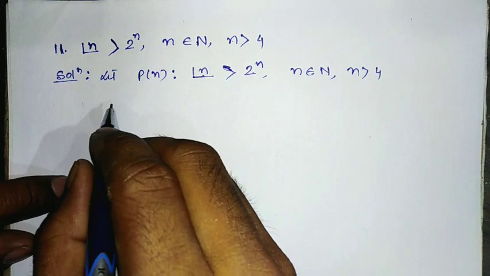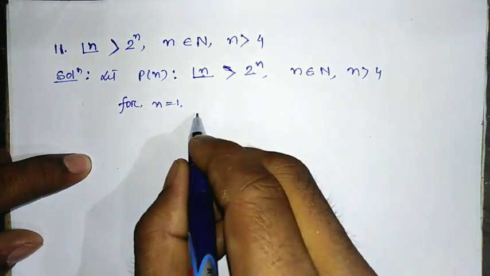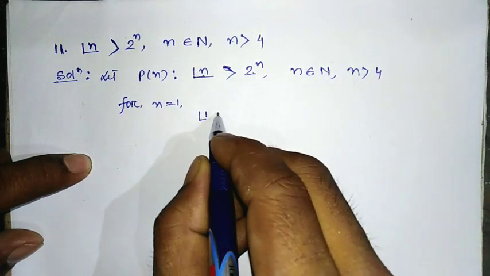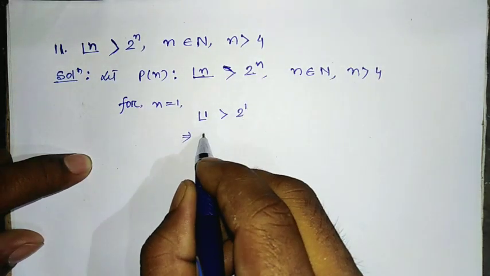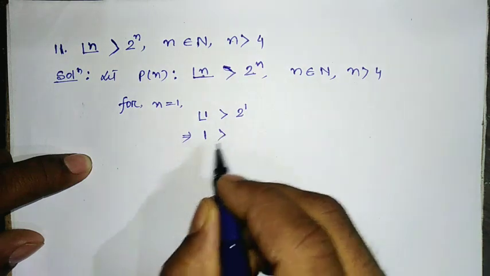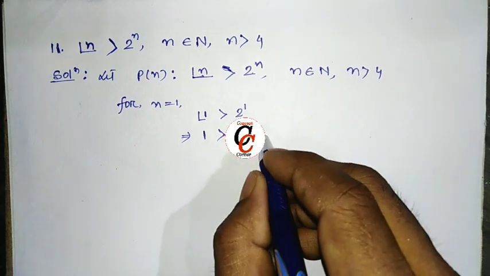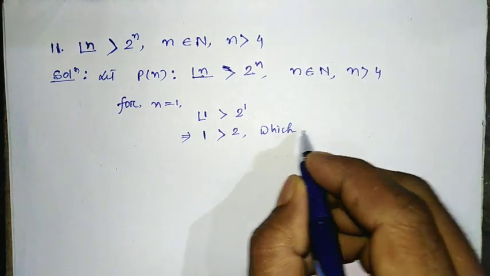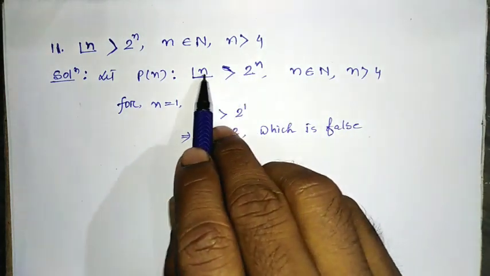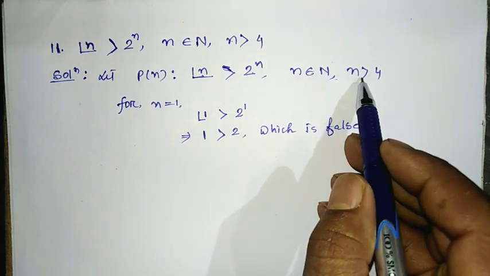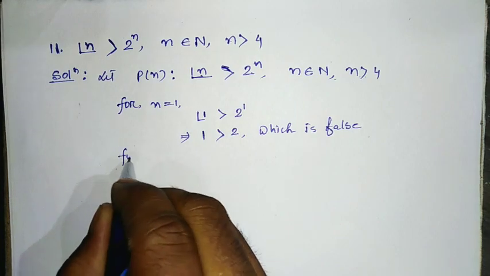Now see, we will check for n equal to 1. For n equal to 1, we see factorial 1 is greater than 2 to the power 1. Is it not? Factorial 1 means 1 and 2 to the power 1 means 2, so the statement is false. So up to n greater than 4, let's check for n equal to 2.